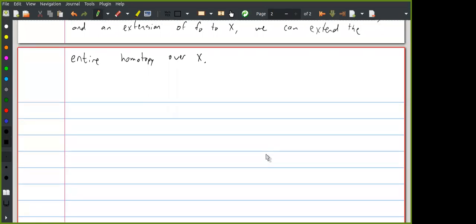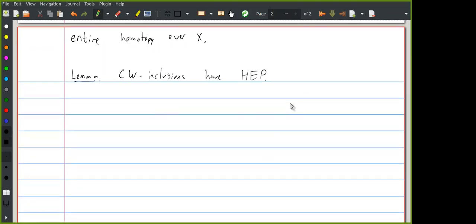All right, so here's a lemma. CW inclusions have the homotopy extension property. So the way that we can prove this is the class of maps having this property is stable under a bunch of natural constructions. So first of all, what is a CW inclusion? Well, what this says is we can start from A and go to X by attaching a bunch of cells one by one.